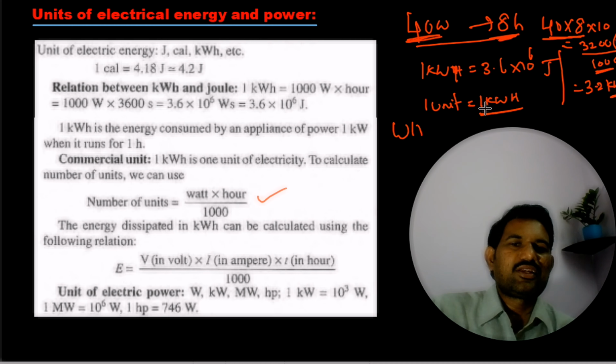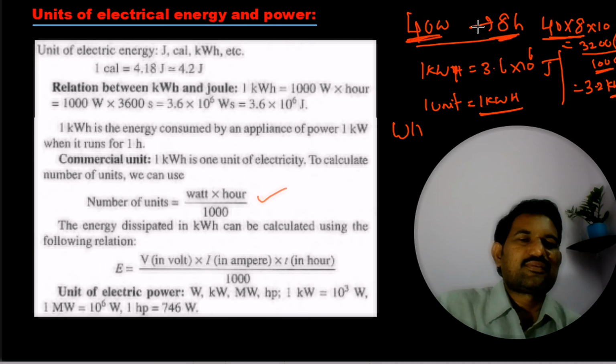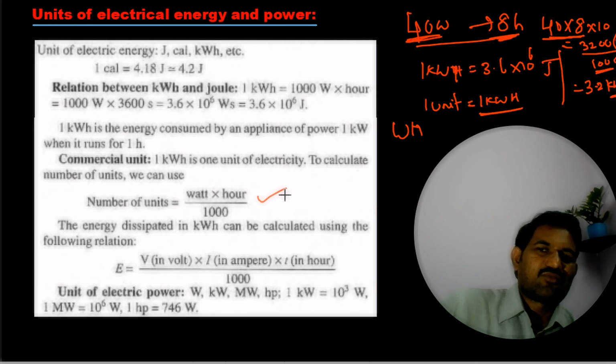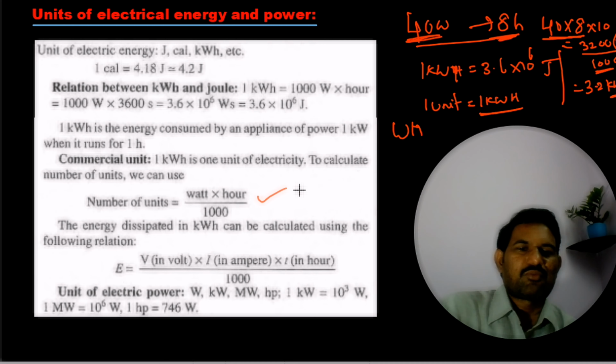You will get this in terms of watt hour, then you can convert this value into kilowatt hour by dividing by 1000, so that you can write the number of units consumed in such a case. So that is about this conversion, or finding the number of units.